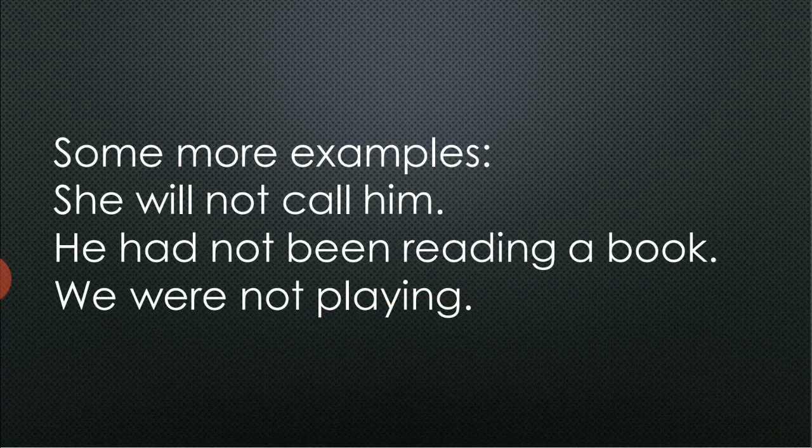So, I want you to explore some more examples of negative sentences. She will not call him. He had not been reading a book. We were not playing. So from these sentences, now it should be clear that of course they convey a negative meaning or a negative sense. These sentences indicate negative sense. Therefore, they are known as negative sentences.